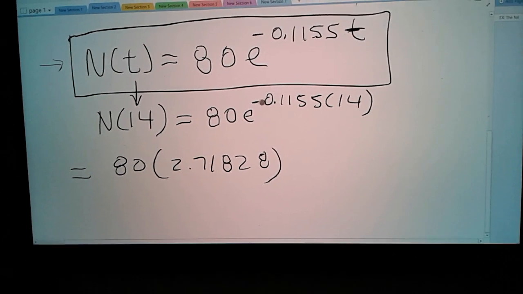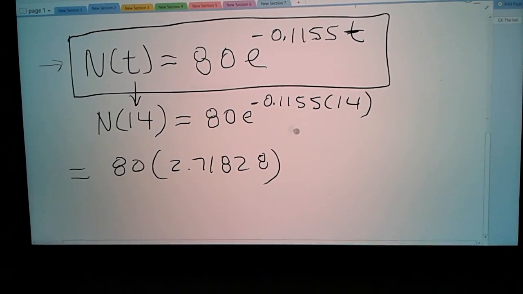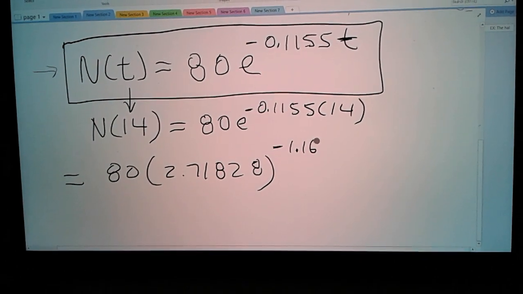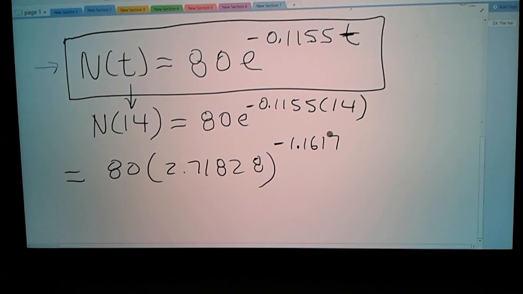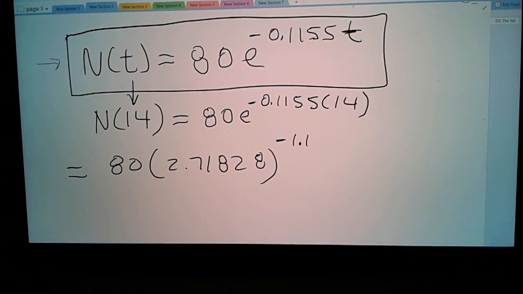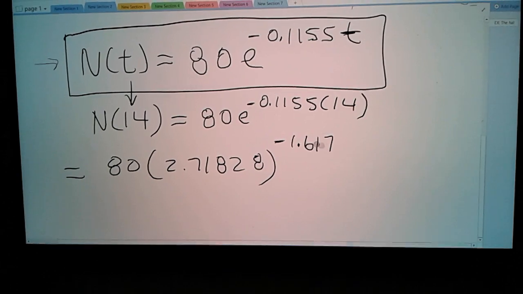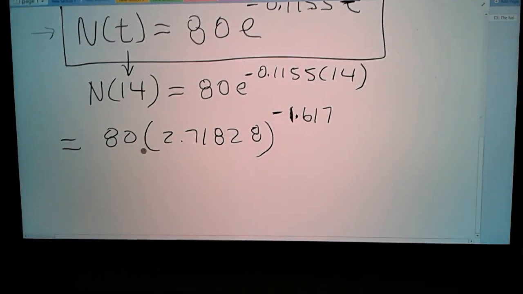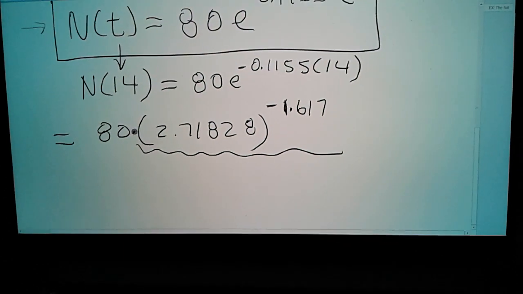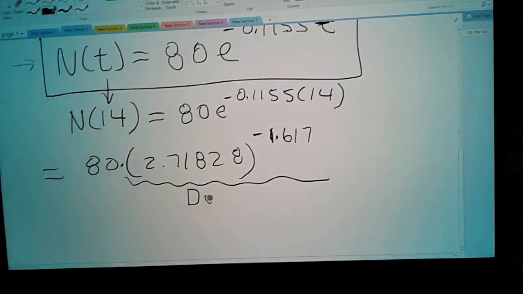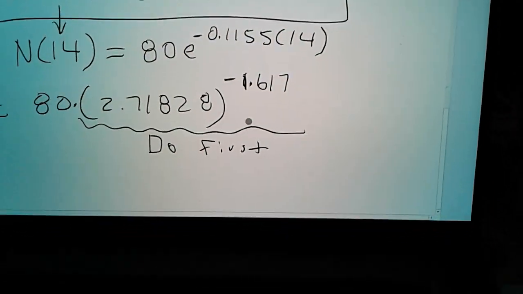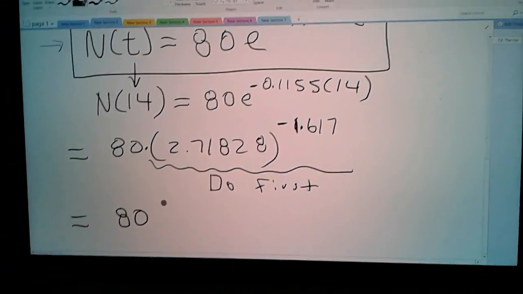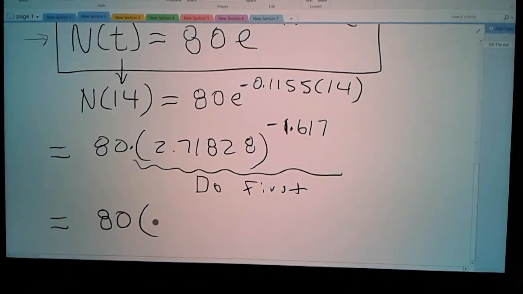So if I multiply negative 0.1155 by 14, I get negative 1.617 if I multiply those together. I have to do the exponent before the multiplication. That's PEMDAS, so we do this one first, and then we can multiply last. This is where you take out your scientific calculator and let that do most of the work.